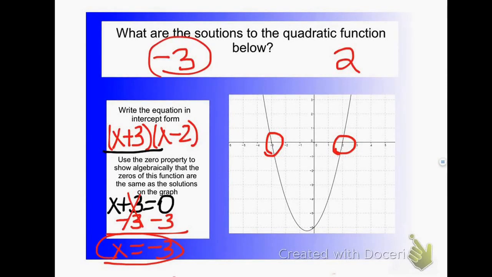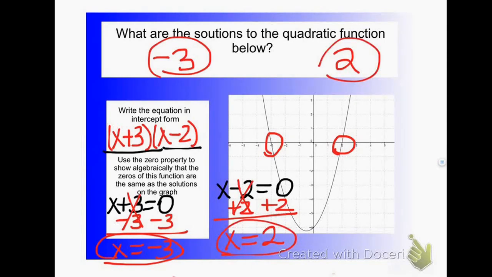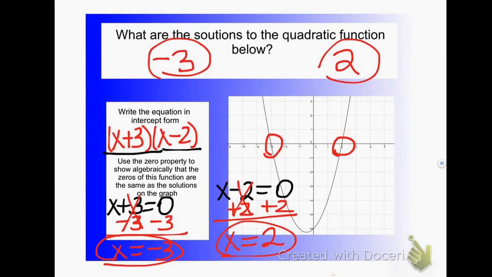Now we need to find the second solution. So we take our second factor, x minus 2, and find out where that equals 0. We need to eliminate the negative 2. The opposite of negative 2 is positive 2, so we add 2 to both sides. Notice the 2's eliminate on the left. So x equals 0 plus 2, which is 2. And again, that matches the solution on my graph.